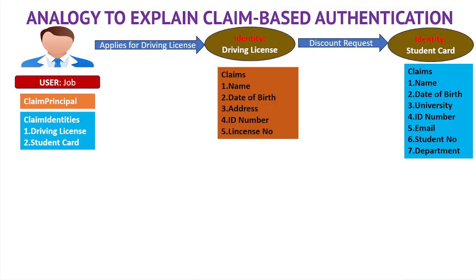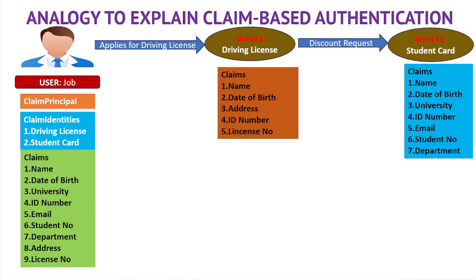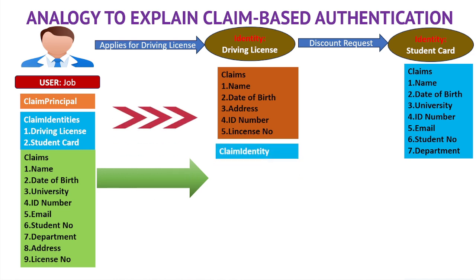And these claim identities are, one, you can use the driving license to identify Job. You can also use a student card to identify Job. And you can see some of the information from these claim identities is now a collection of all our claims from the different identities that Job has. One, we have the name, the date of birth, the university, the ID number, the email, student number, department, address, and even the license. So some of this information we can now get from the claim identities. And we've said the name and the date of birth are actually claims. So if you check, our driving license is now our claim identity.